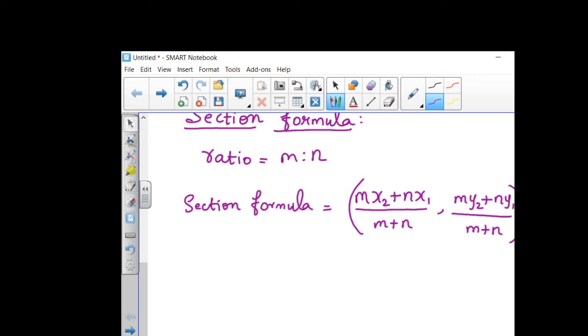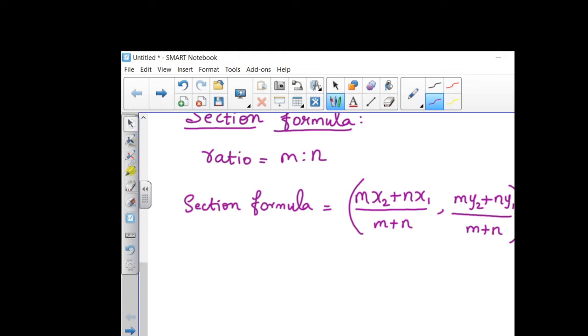Then we will move to the exercise. Exercise 5.4, first question. Find the coordinates of the point which divides the line segment joining the points A(4, minus 3) and B(9, 7) in the ratio 3:2.